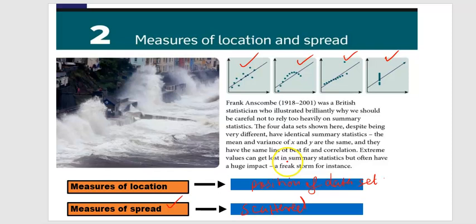Extreme values can get lost in summary statistics, but often have a huge impact, according to him. So we will look at some other ways, and that is why it is important that we now pay attention to measures of location and measures of spread as we use them in this particular topic.